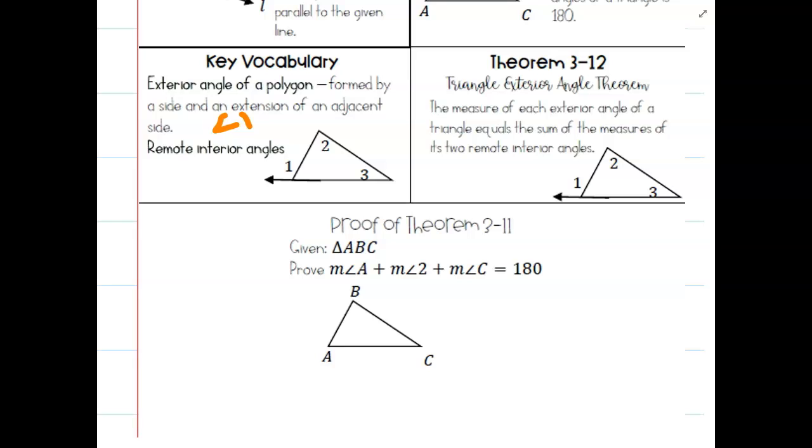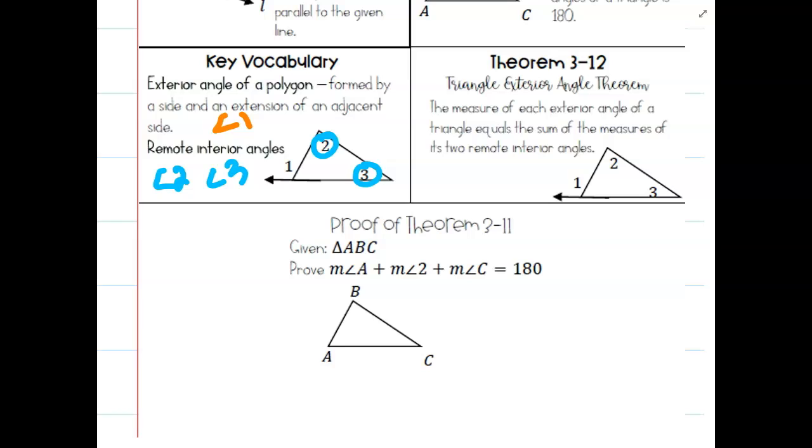So the 2 remote interior angles are going to be the 2 non-adjacent angles. So remember, adjacent means next to. So if I have angle 1, the angle next to angle 1 is that one right here. That's not one of the remote interior angles, okay? The 2 remote interior angles are going to be these 2 right here, the non-adjacent interior angles. So the remote interior angles here would be angle 2 and angle 3.